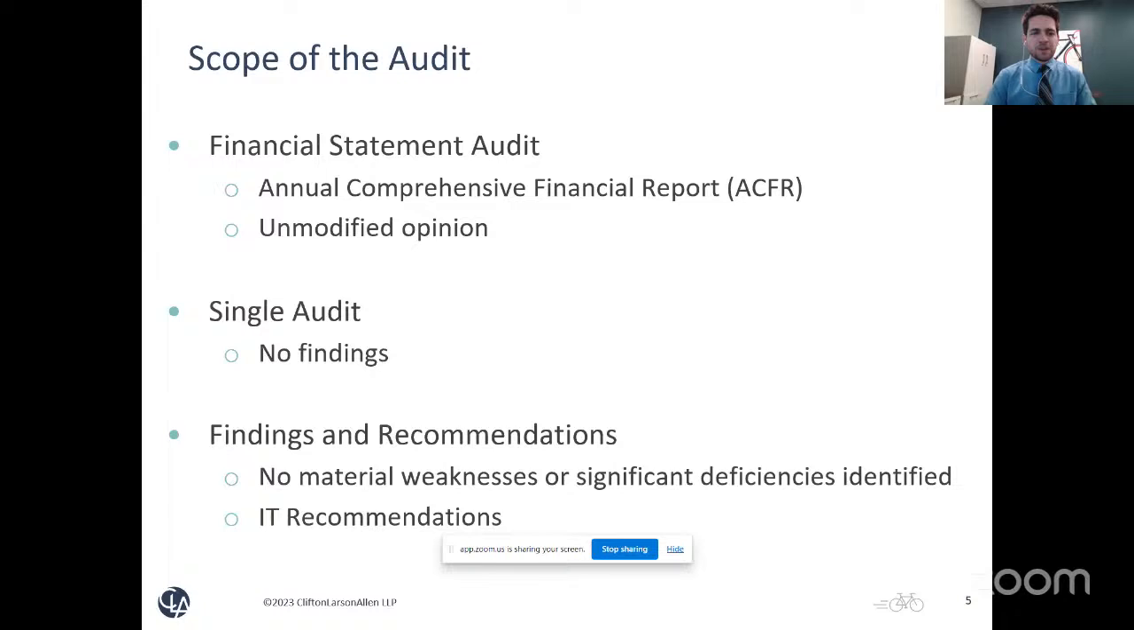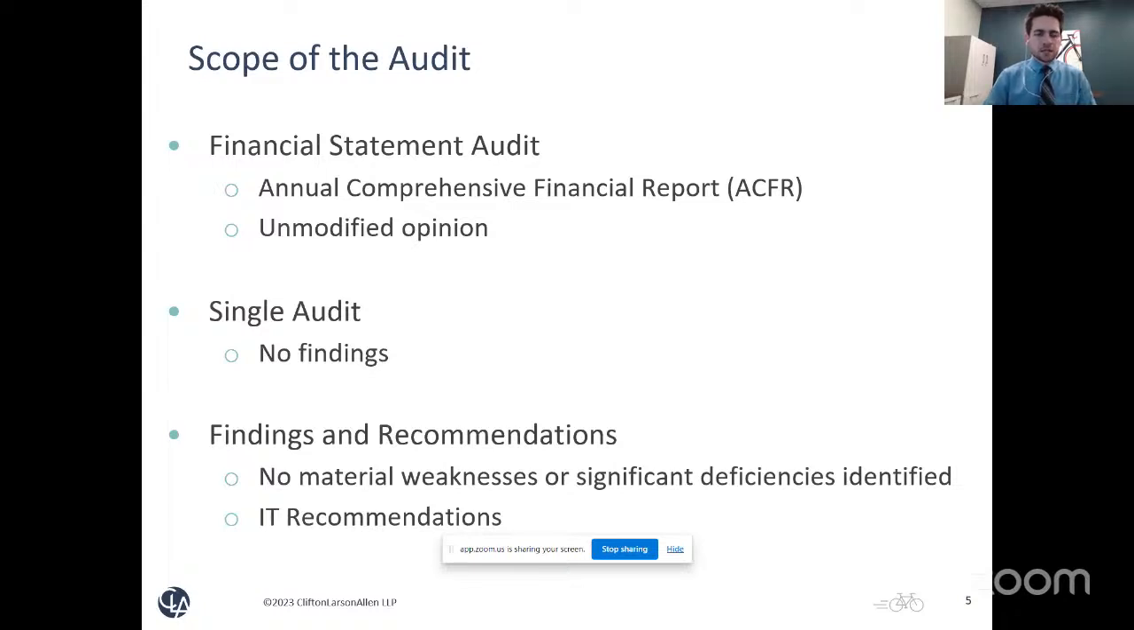I saw that it looks like there's a discussion later on in the agenda relating to fund balance. So we do have a couple of slides looking at that, which maybe will give a little bit of a framework for that future discussion.